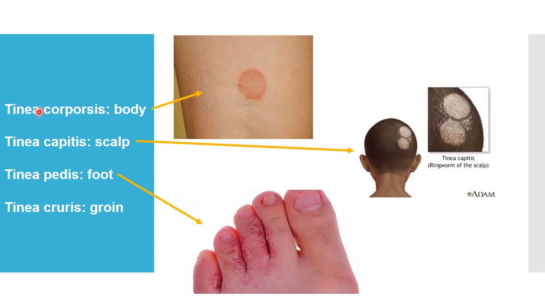So this is just a slide with some visuals for you. Body ringworm looks exactly like this. With tinea capitis on the scalp, you'll see areas where they're losing their hair. It's very common. And then tinea pedis on the foot, athlete's foot, looks like this. And I saved you the visual image of jock itch, but if you would like to see it, you may Google it.